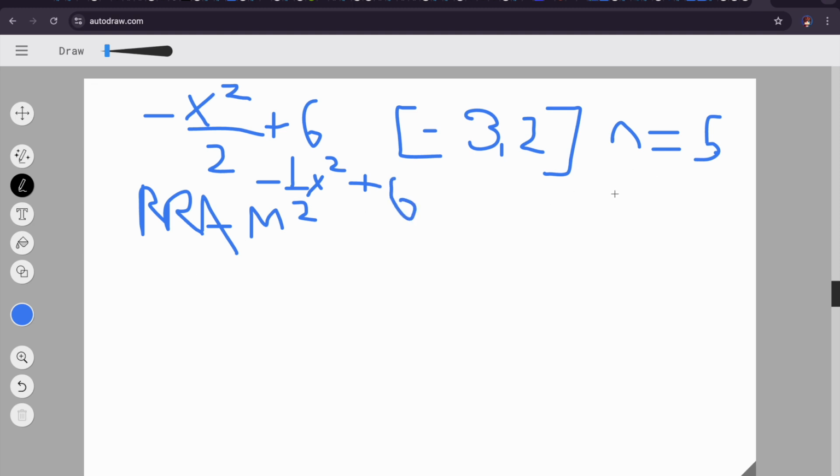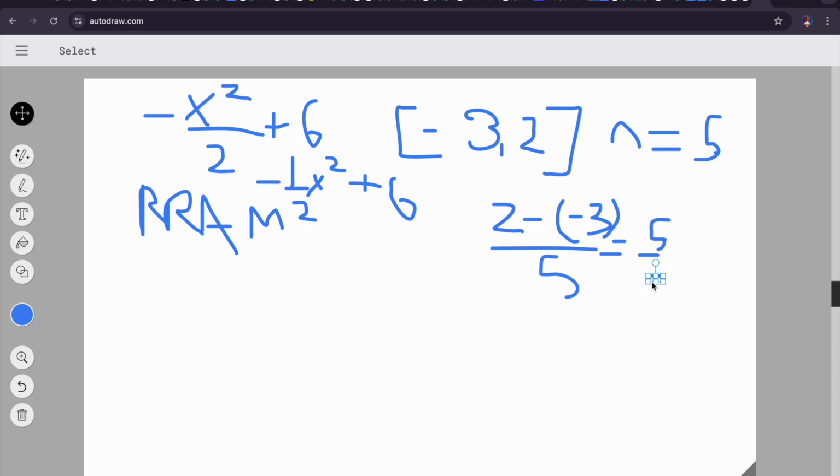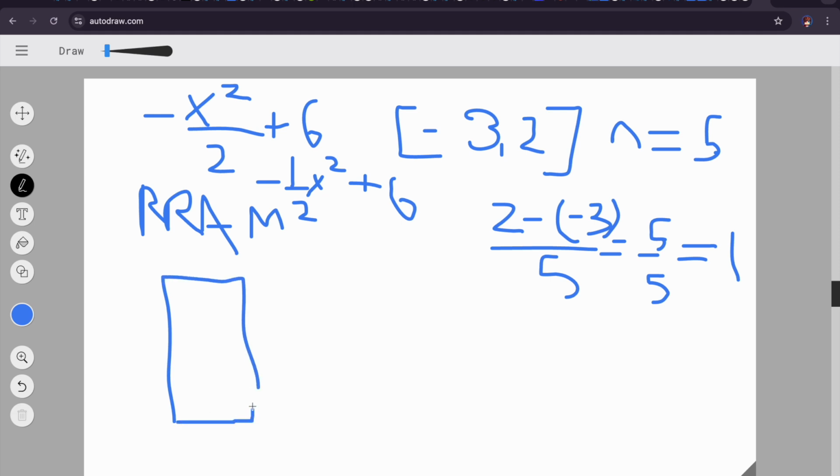And so we have 5 rectangles. First thing that we can do here, 2 minus negative 3, which is 2 plus 3, over number of rectangles, equals 5. 5 over 5. Oops. Equals 1. So that'll be our width once again. That's kind of boring, I know. But that's just to get a feel for these. It's very important to get a feel.